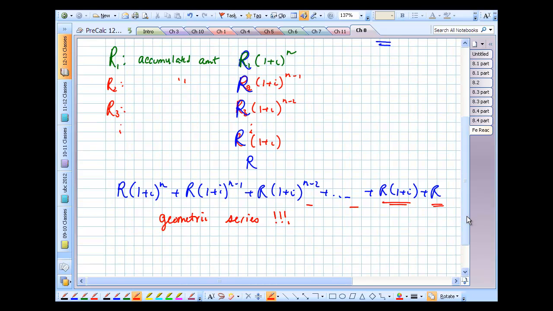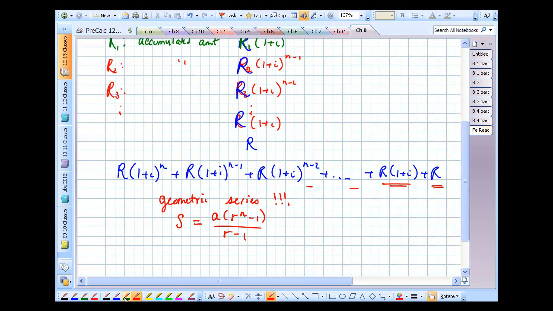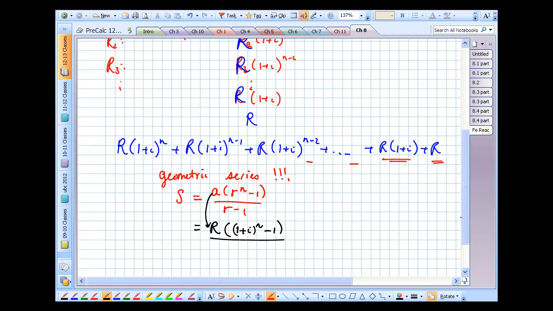And remember the formula for calculating the sum of a geometric series? That's the a value, the initial value, times r to the power n minus 1 over r minus 1. The little r, of course, stands for the common ratio. So look at here, our first term, our initial term, is R. So a is just equal to R. The little r is our common ratio. It's the 1 plus i, and the numerator is (1 plus i) to the power of n minus 1. And the denominator r is just 1 plus i minus 1.